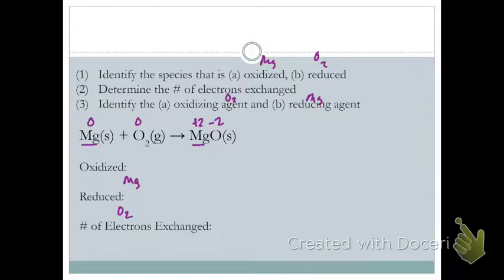Then to figure out the number of electrons exchanged, we just go in and figure out our half reactions. So my half oxidation is going from magnesium to Mg+2. Everything is balanced. I need to balance my electrons. And then O2 to O -2.